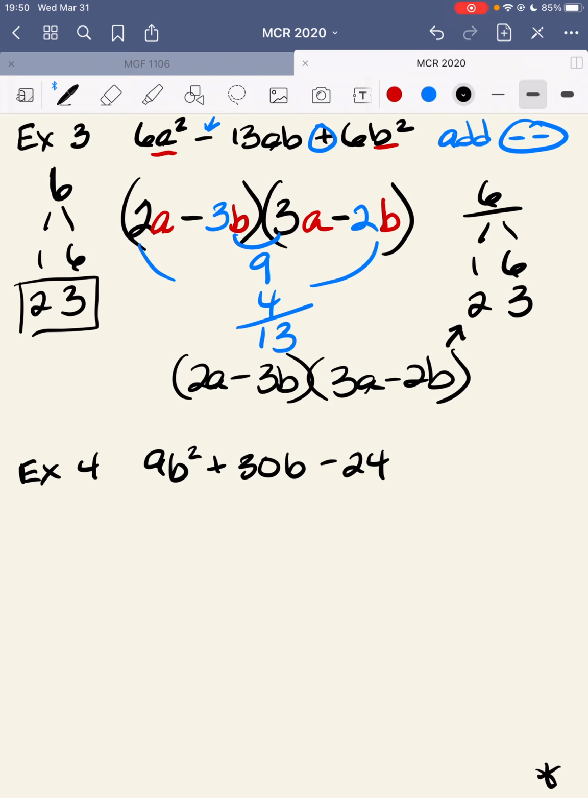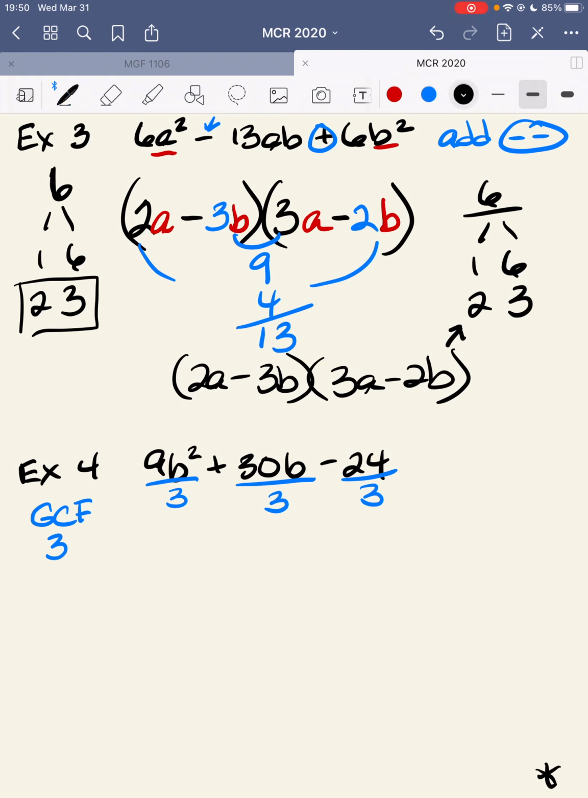All right, last one here. I got 9b squared plus 30b minus 24. And this is the very first one where I have a GCF. And my GCF in this case is going to be 3. So that means I need to divide out a 3 from everything. And then I'm not going to deal with that 3 again until the very end.